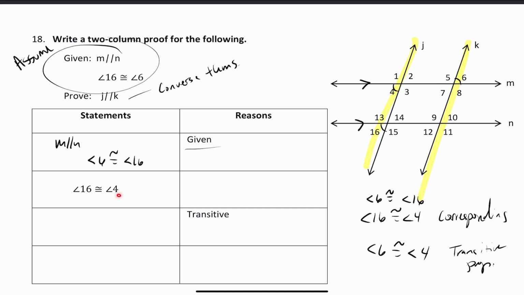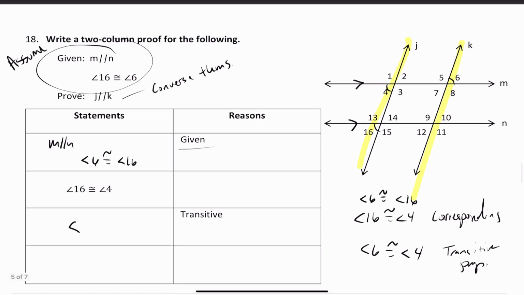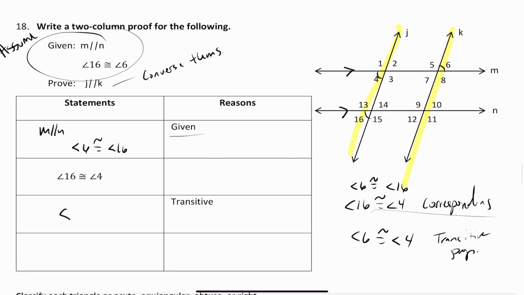Angle 16 is congruent to angle 4. Therefore, angle 6 is congruent to angle 4. All right. Oh, by the way, what did I say? Angle 16 is congruent to angle 4. That's because of the corresponding angles, right? I just jumped right into the transitive stuff without writing the reason before that.